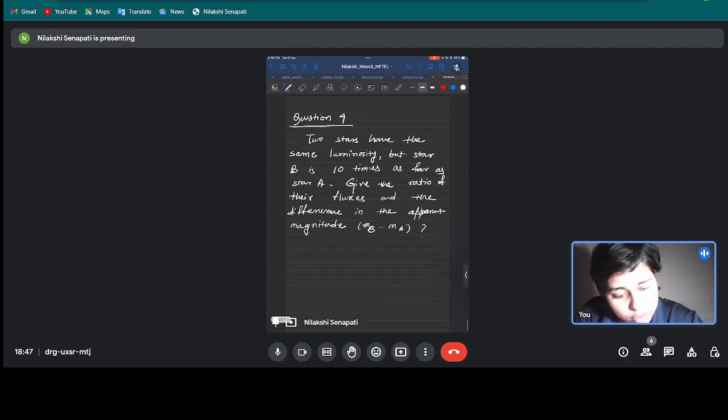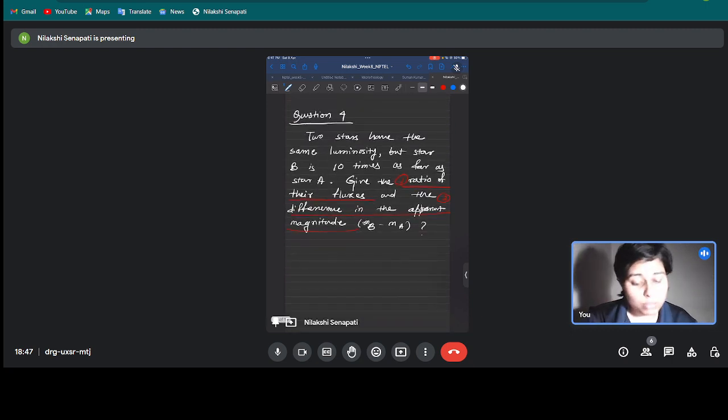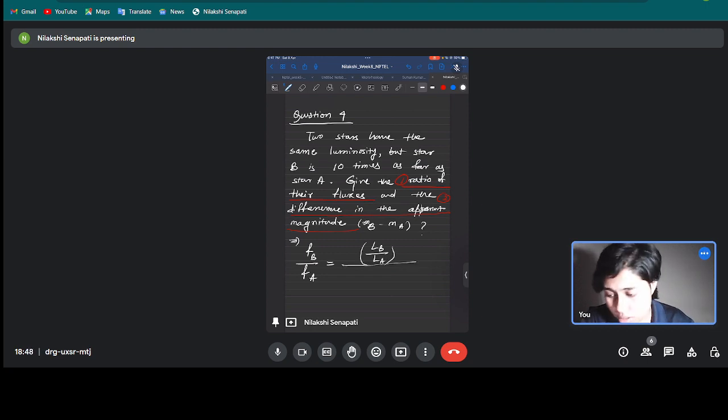Ratio. So you need to calculate the ratio of their fluxes, and this is the first thing, and the second thing is the differences in the apparent magnitude. So the difference in luminosity and distance is what is given to you. So we know FB by FA, which we need to calculate, is equal to LB by LA by dB by dA square. Why is that?